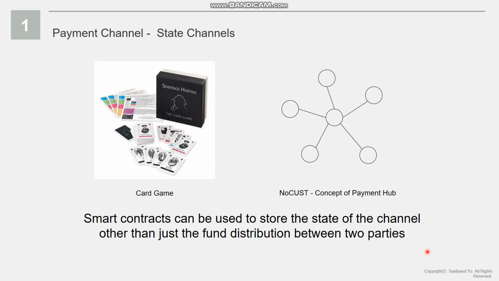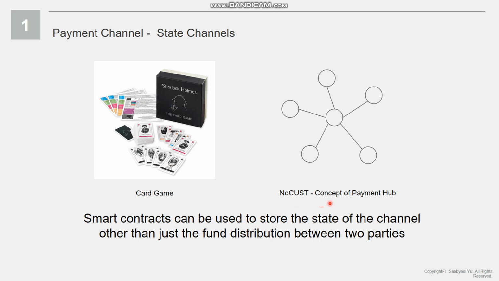And this is state channels. In this work, the channels are built based on special instructions for transactions. Smart contracts, as in Ethereum, enable more complex off-chain structures. So smart contracts can be used to store the state of the channels, other than just the fund distribution between the two parties. So they are used for card games or other state. And this is also an example of a state channel, NOCUST.